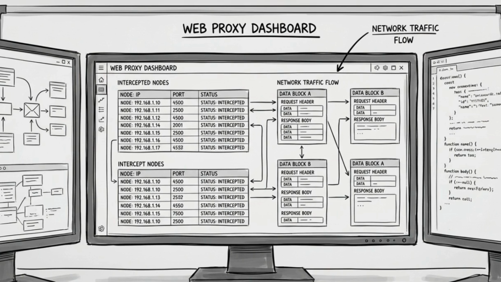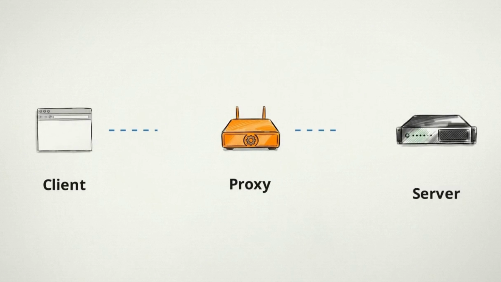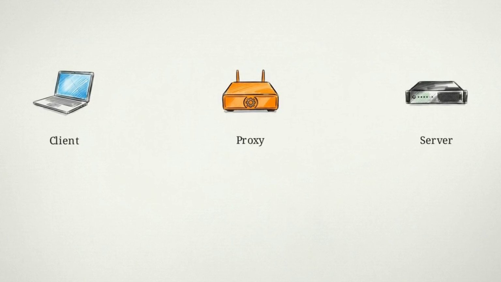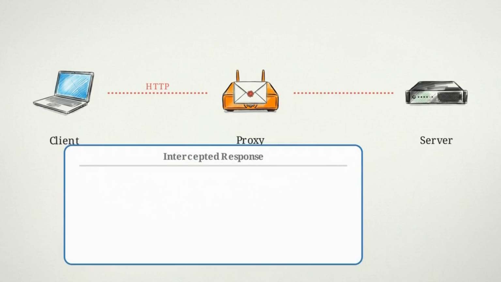To catch these details, cybersecurity professionals use web proxies like Burp Suite. A proxy sits directly between the browser and the server, allowing an analyst to pause, read, and modify live traffic before it ever renders on a screen. Consider what happens when a user types a web address without specifying a secure connection. The browser sends an unencrypted HTTP request. By intercepting the server's immediate reply through a proxy, we can see exactly how the server handles the error.